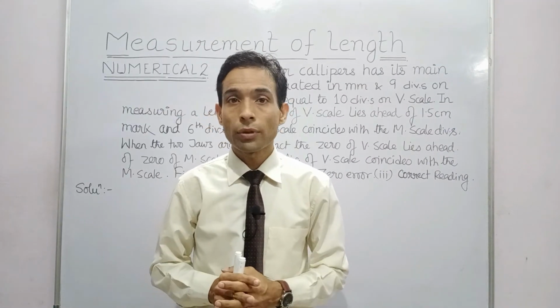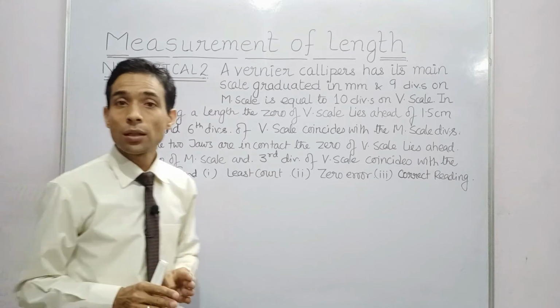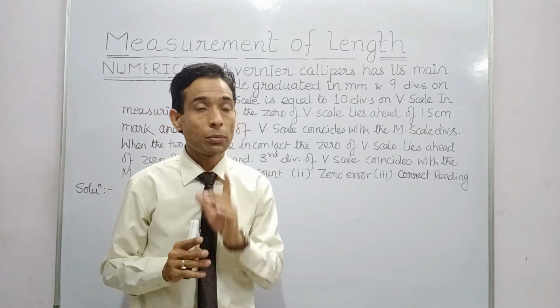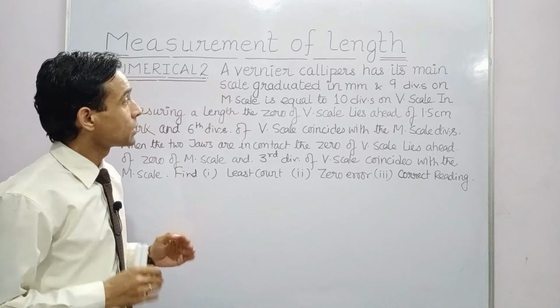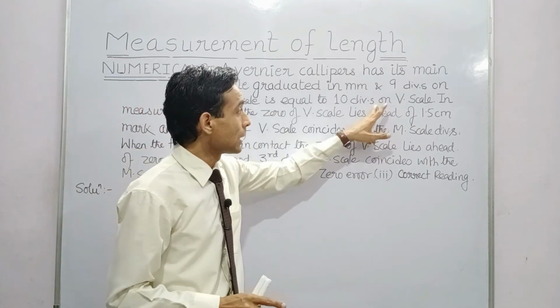In the second numerical we have a vernier caliper whose main scale is graduated in millimeters. That means the value of one main scale division is 1 millimeter, and 9 divisions on the main scale are equal to 10 divisions on the vernier scale. That means the total number of divisions on the vernier scale is 10.